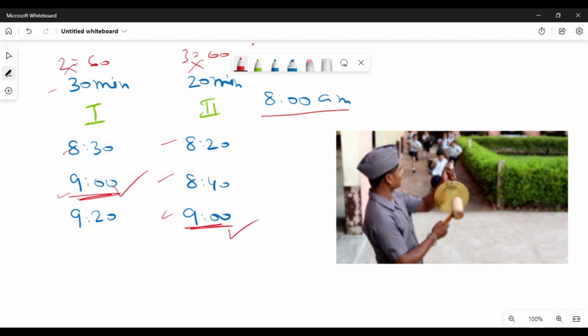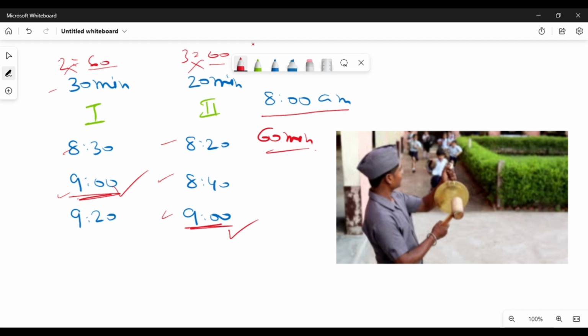Bell is ringing together after 60 minutes, and here you are getting it at the end of the second period, and here at the end of the third period. Done. It means I have calculated the least common multiple of these two. 60 I am getting. And how will you get 60? By calculating the LCM of 30 and 20.